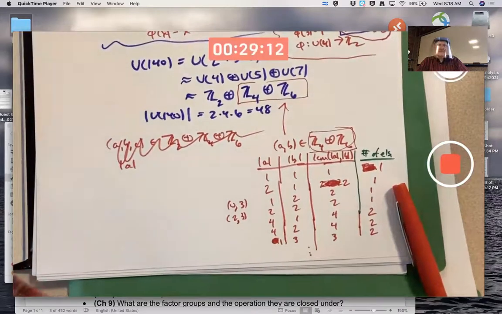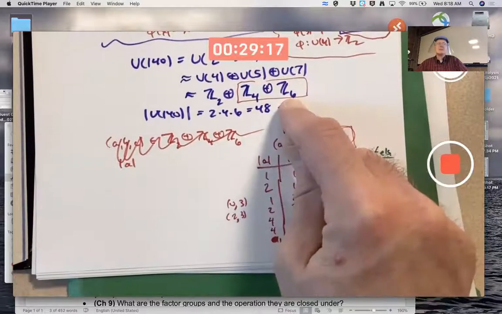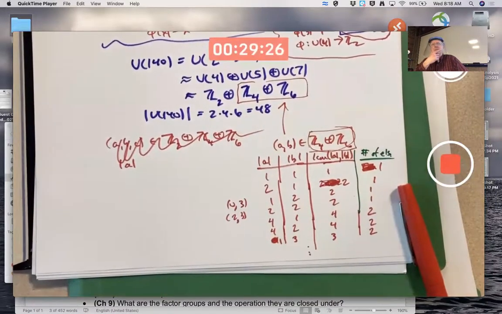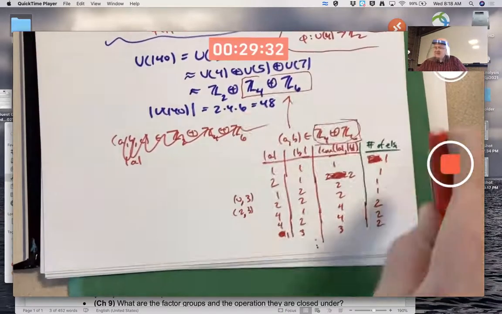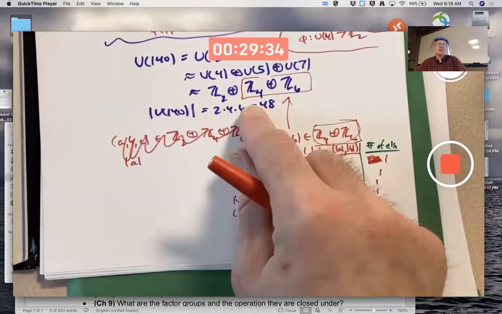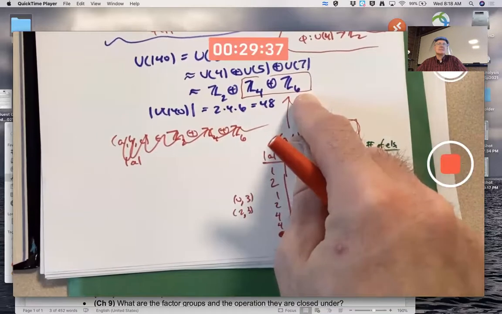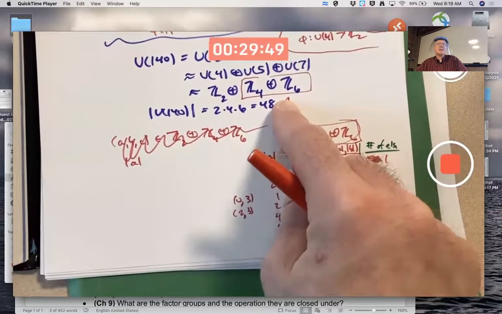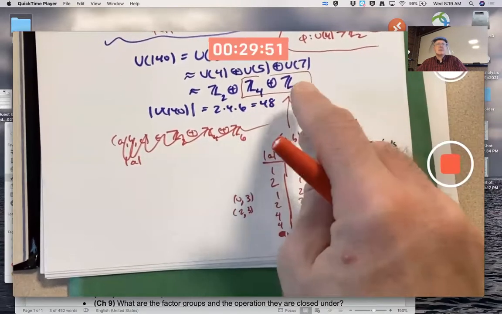Your final answer should not be a cyclic subgroup, because it's got to be isomorphic to this, which is not cyclic. Maybe this was not the best approach because it takes so long. Maybe a better approach would have been looking at U140 and first looking for an element of order 4 and then also an element of order 6. You've got to have those kinds of elements in there if it's going to be isomorphic to this. And think about the subgroup that the element of order 4 generates and the subgroup the element of order 6 generates.